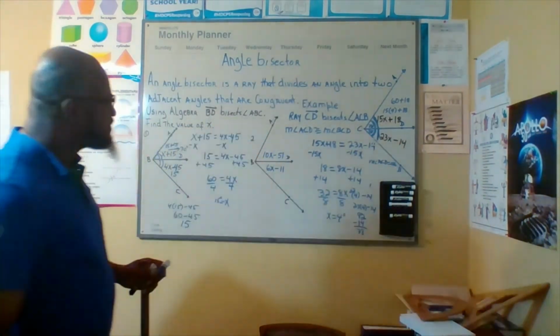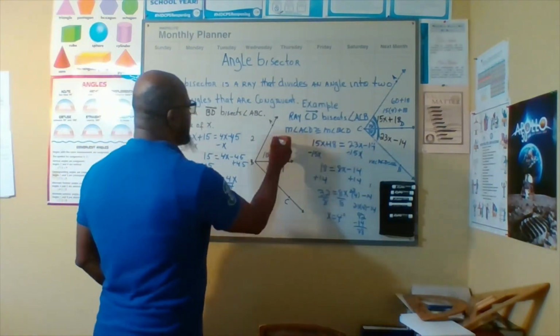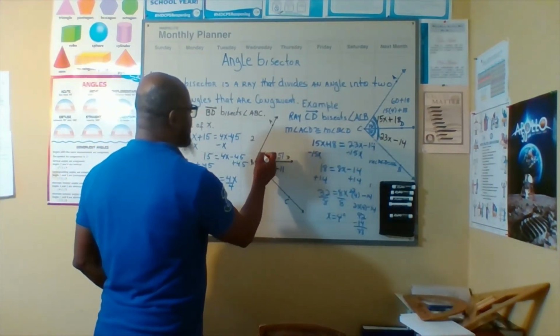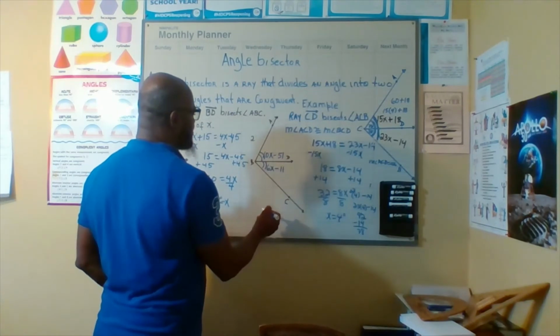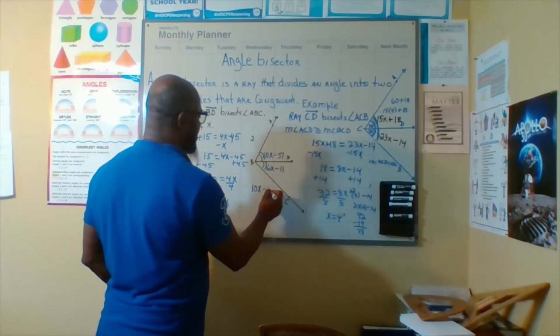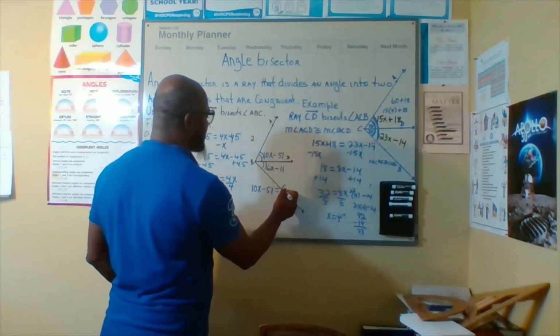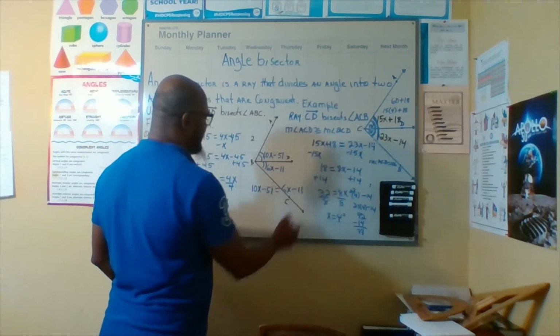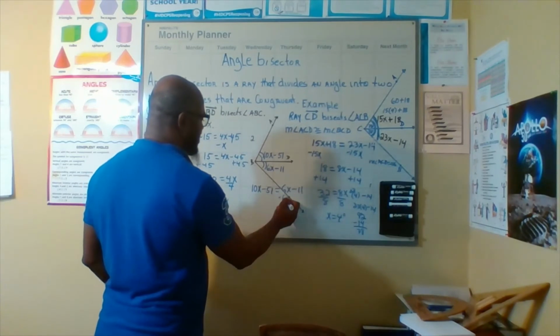So we have another example. Since this is a bisector, those two angles have to be congruent. We have to let those two expressions equal to each other. 10x minus 51 is equal to 6x minus 11. Now you subtract 6x on this side.